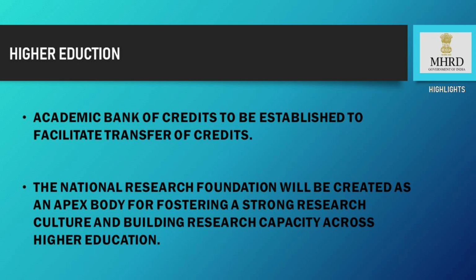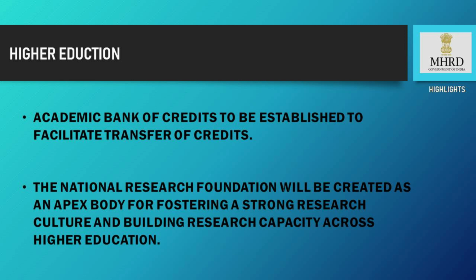Suppose a student joined an undergraduate course and completed 1 year or 2 years, he will get grade points. With these grade points, if he wants to make further studies, or wants to transfer from this institution to another institution, he does not need to start from zero or the first year. With these grade points, he can directly enroll in the required year. That is the importance of the academic bank of credit.